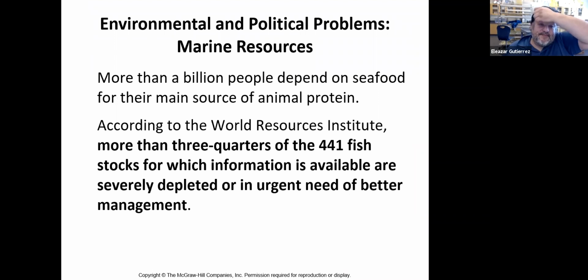Marine resources. Okay, look at this. More than 3/4 of 441 fish stocks for which information is available are severely depleted or in urgent need of better management. And here's the funny part. There's management that can solve all these problems. They can make the fish healthier. They can make the ecosystems healthier. They can allow us to eat better food that's cleaner. This is not science fiction. We have all this. All we have to do is choose to use it, and we'll be better for it.